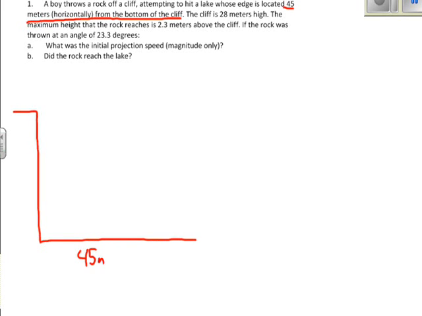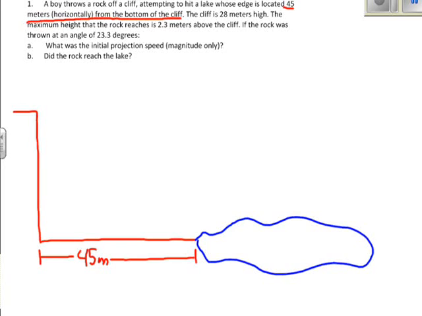In this video, we're going to attempt to do a problem where an object is going to land at a different height than where it started from. Specifically, we have a boy throwing a rock towards a lake, and the distance from the base of the cliff where the boy is standing to the edge of the lake is given as 45 meters. So I've drawn my cliff, drawn my lake, and labeled the distance as 45 meters.